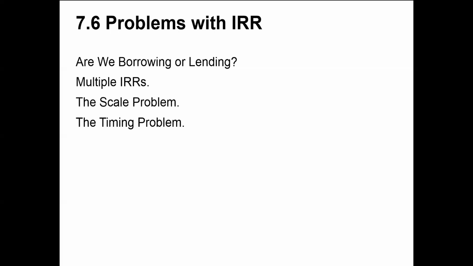So by definition, the IRR and NPV are identical, but the IRR has more problems than NPV for the following reasons. There could be multiple IRRs, there could be a scale problem with IRRs, and there could be a timing problem with IRRs. All right, let us discuss these problems with IRRs one by one.